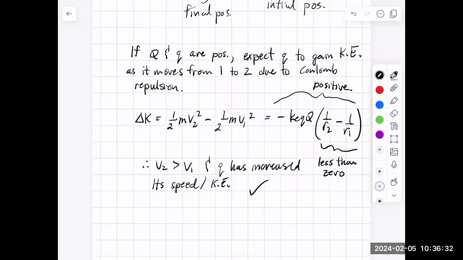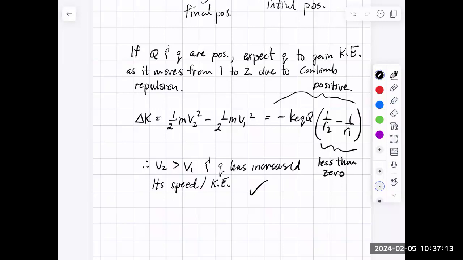I won't write it down, but what would happen if, say, little q was a negative charge? Then everything we wrote down is the same, except for when we do the final product, we have minus times this 1 over R2 minus 1 over R1. That negative sign combined with the brackets would be positive still. But if Q was negative, then we would calculate a negative work and our little charge would slow down, okay? Because it would be attracted back to the large charge.